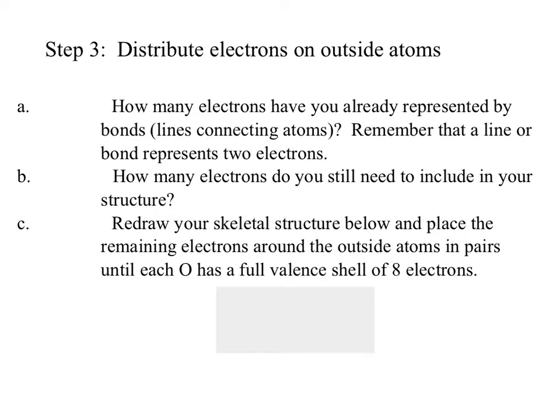Okay, so once we have our skeletal structure, the next thing we're going to do is figure out how many more electrons I need to put into the structure. So remember I had 16 electrons total, and I've accounted for 2 electrons by this bond and 2 electrons by this bond. And so I've accounted for 4 of the electrons. So that means I have 16 minus 4 is 12 electrons left to put into my structure.